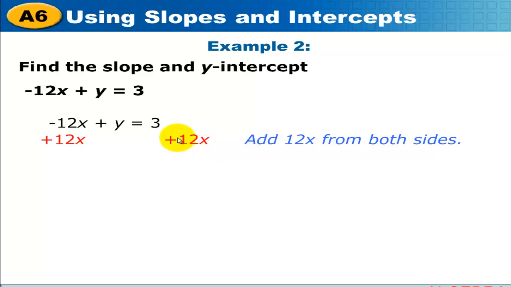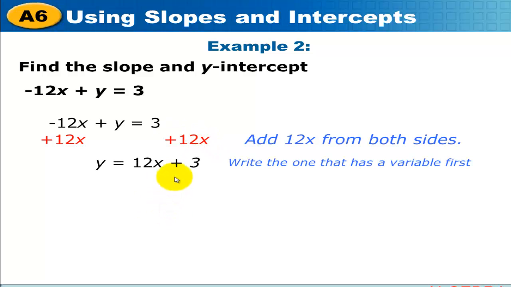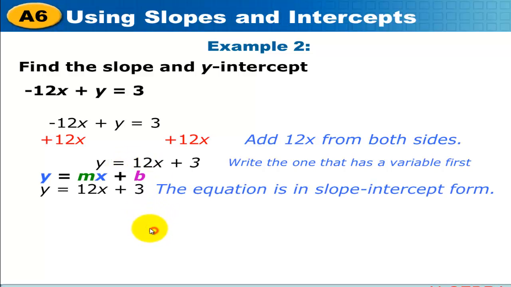So 12x plus 3. Now remember, we cannot add 12x plus 3, okay? Because these two are not like terms. Now, look at this. This is already in our slope-intercept form. So I'm going to write my slope-intercept formula on top of this equation. And then we can match the slope, which is the number besides your x, and then the y-intercept, in this case, is equal to 3. So my slope here is 12 and the y-intercept is 3.